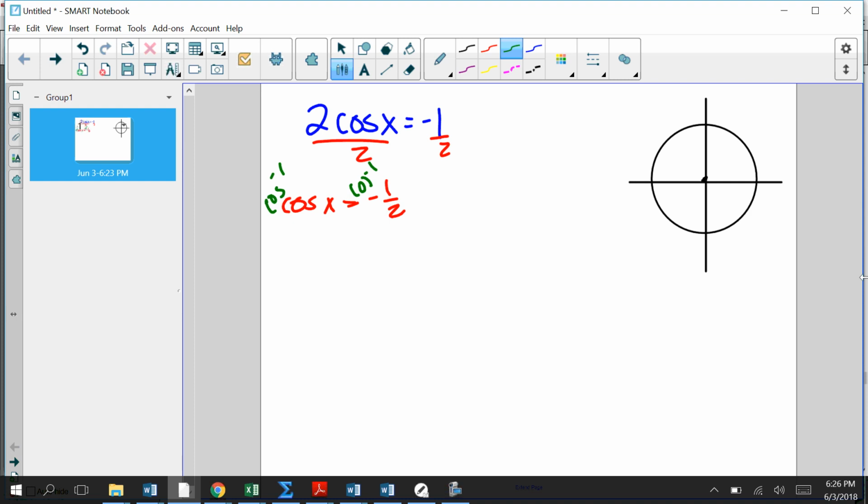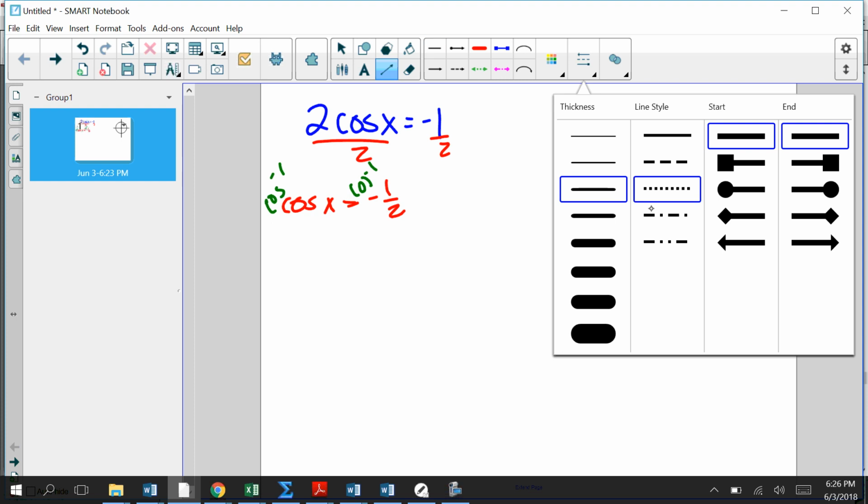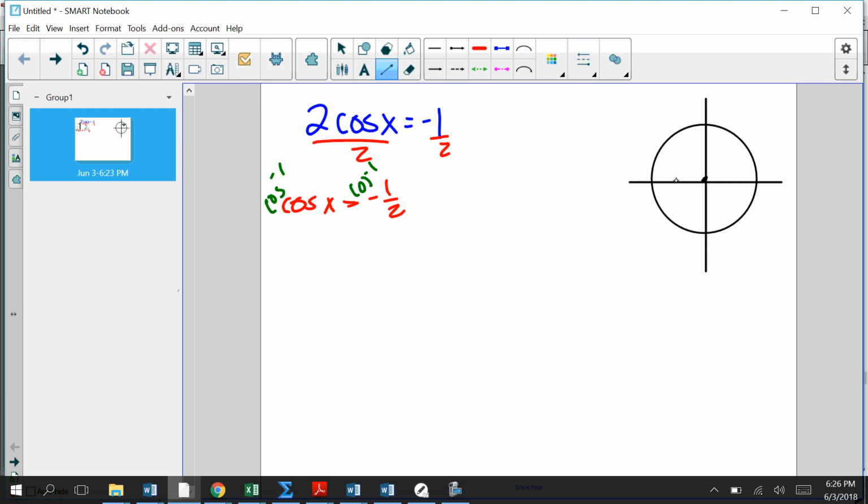So I go to my unit circle, and why I said this one's a little bit easier is I'm just going to look for angles that have an x direction of negative 1/2 right here. Maybe a little further to the right there. So this angle right here that rotates from where we always start around the circle, that angle produces an x value of negative 1/2.